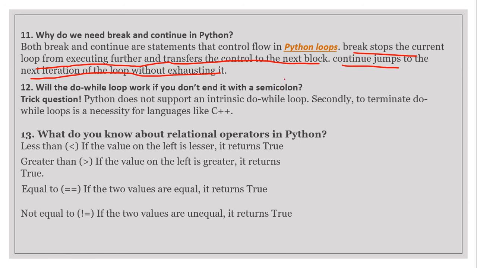Okay. Second, why will the do while loop work if you don't end it with a semicolon? This is a trick question. Python does not support an intrinsic do while loop.